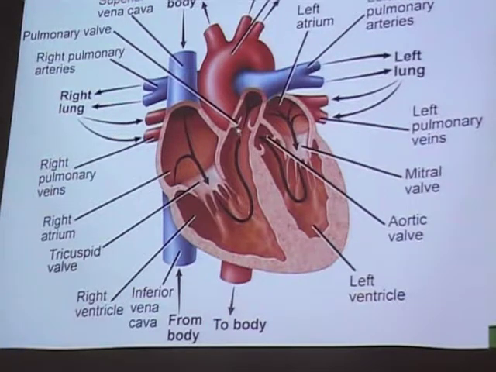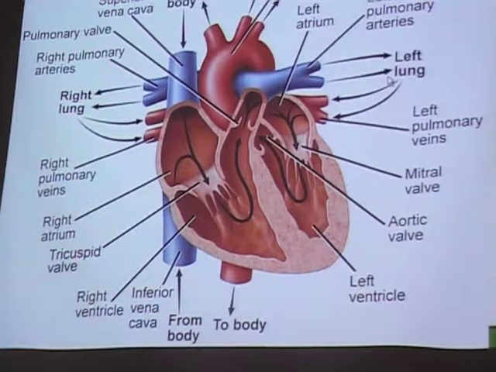Now there's another valve right there. See that little valve? That keeps blood from going backwards back into the right ventricle. That valve is called the pulmonary valve. If you see the word pulmonary, that means lungs. So the pulmonary valve is the valve that's leading to the lungs. The pulmonary arteries are going to the lungs.